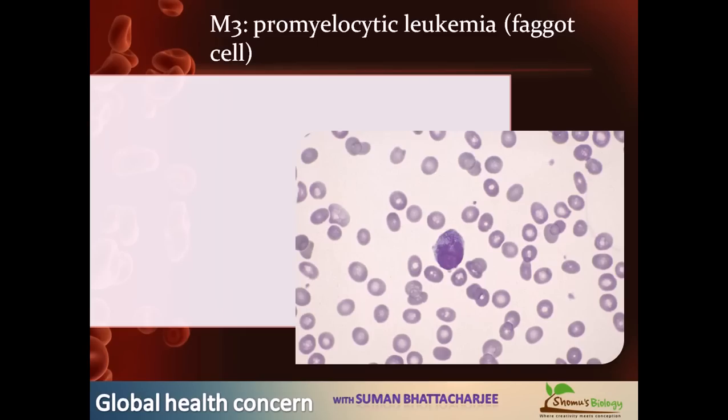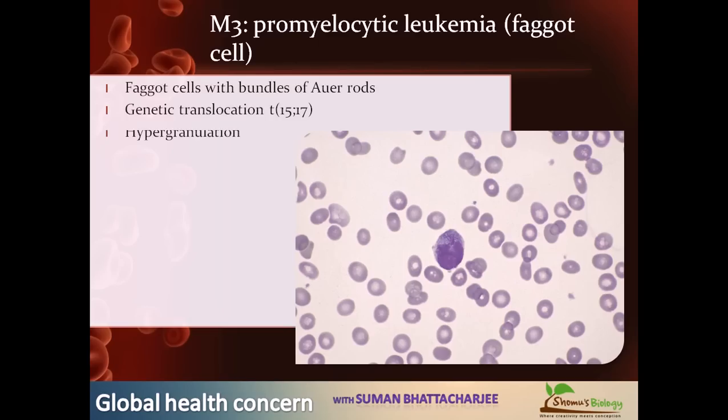M3 type is promyelocytic leukemia. Promyelocytic leukemia also has the faggot cells with bundles of Auer rods, and it has a genetic translocation between chromosome 15 and chromosome 17. You can see the typical kind of structure, and hypergranulation can be observed. Compared to the Auer rods, you can see the hypergranulation. Due to the hypergranulation, the cell is filled with granules, and if you put the cytogenetic stains, those granules take up a huge dense color. You can see the dense color here.